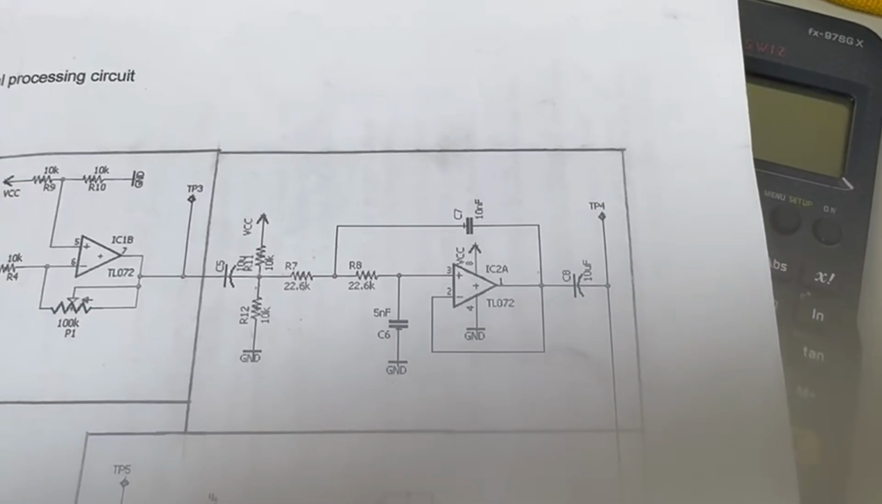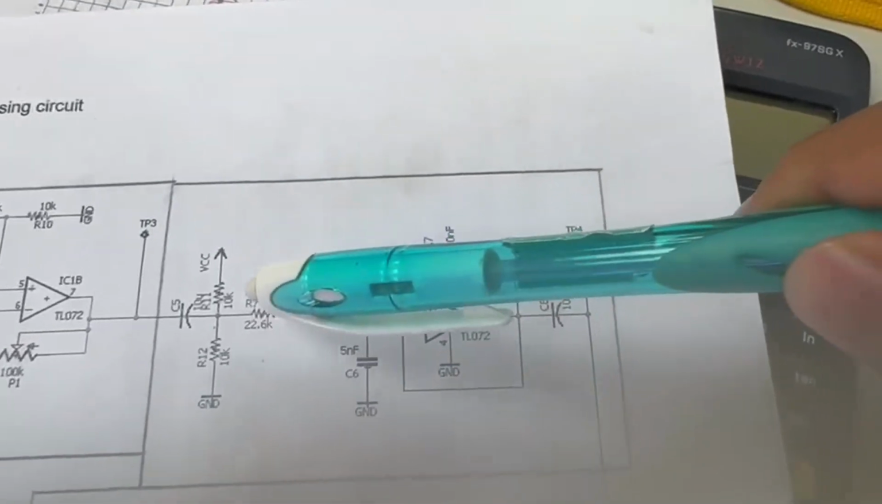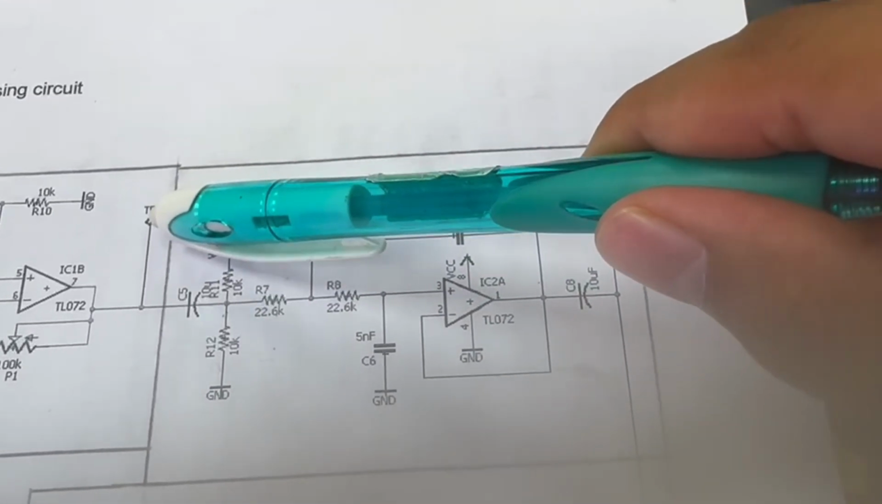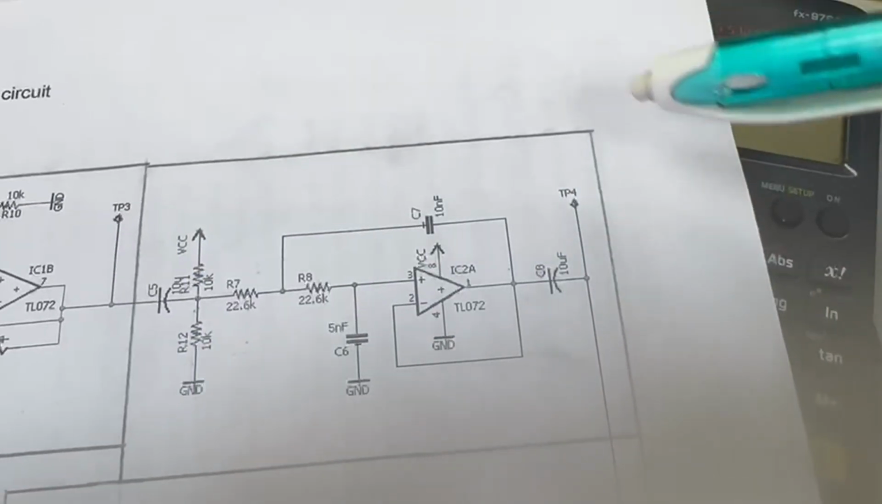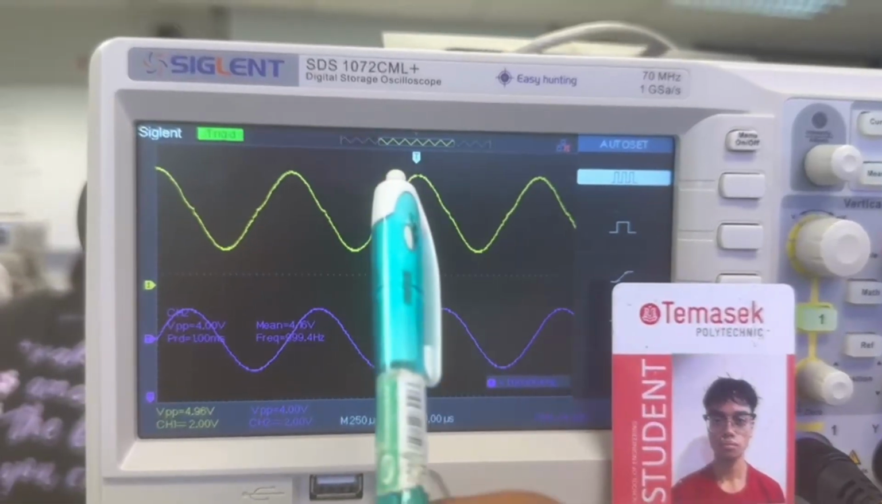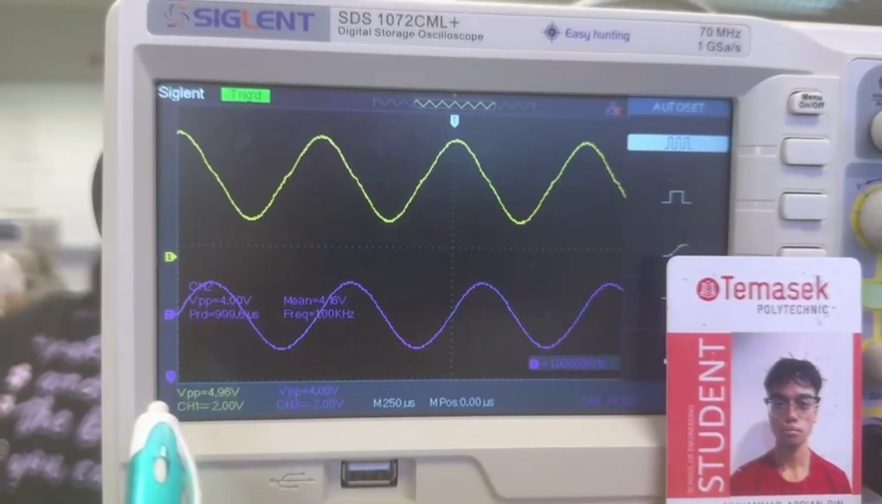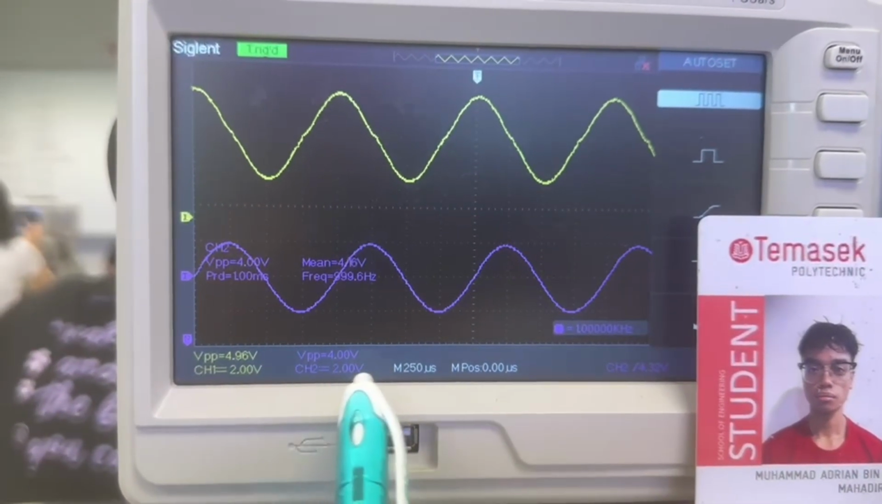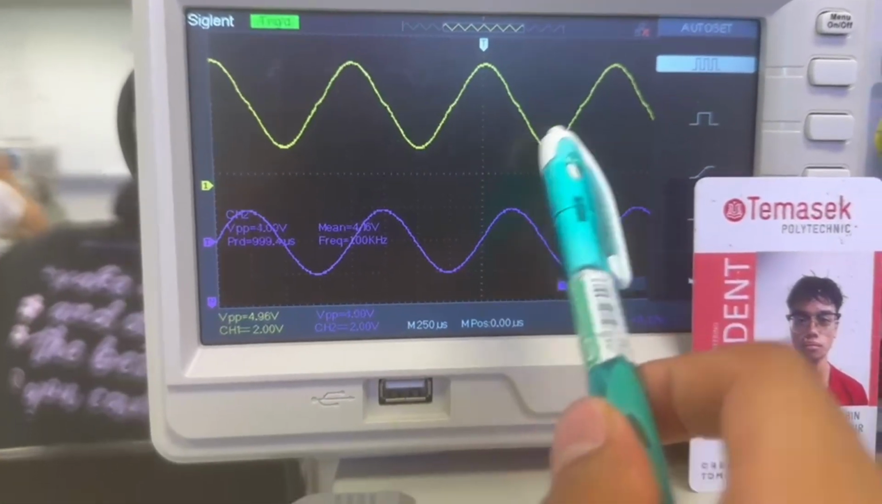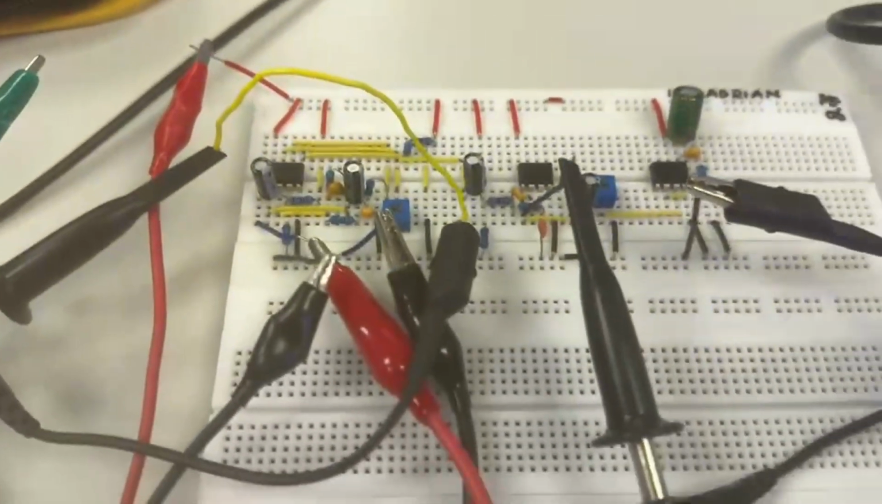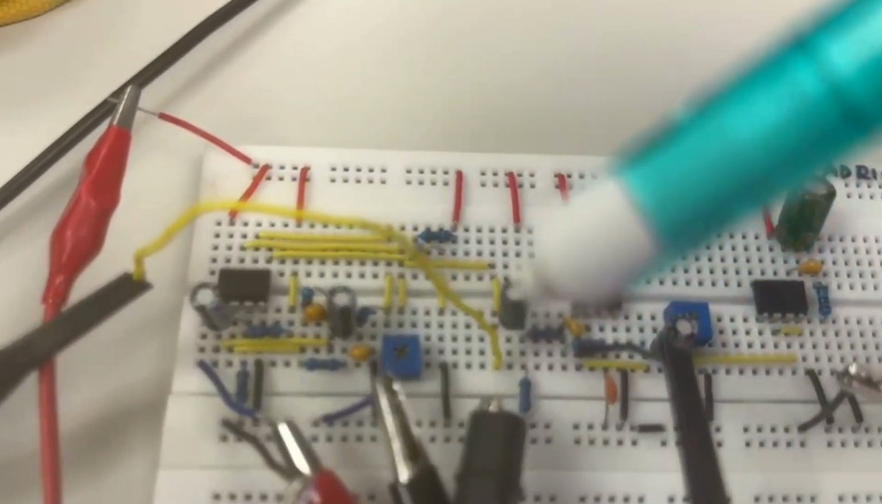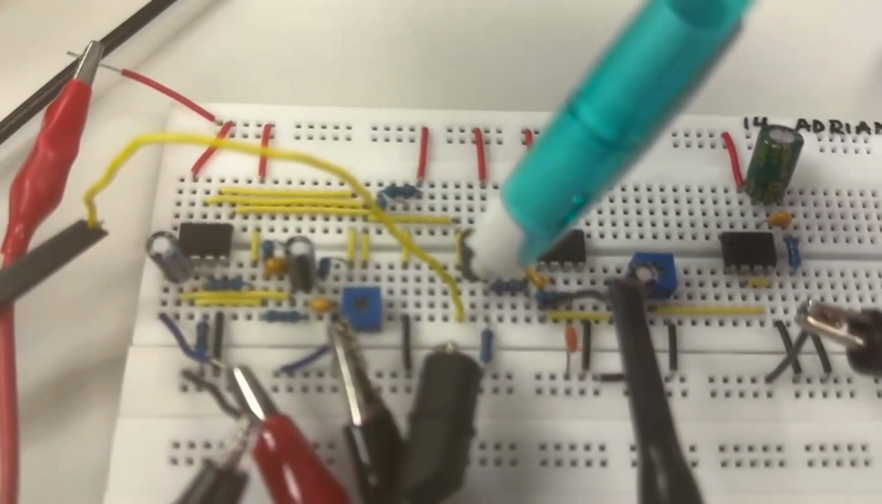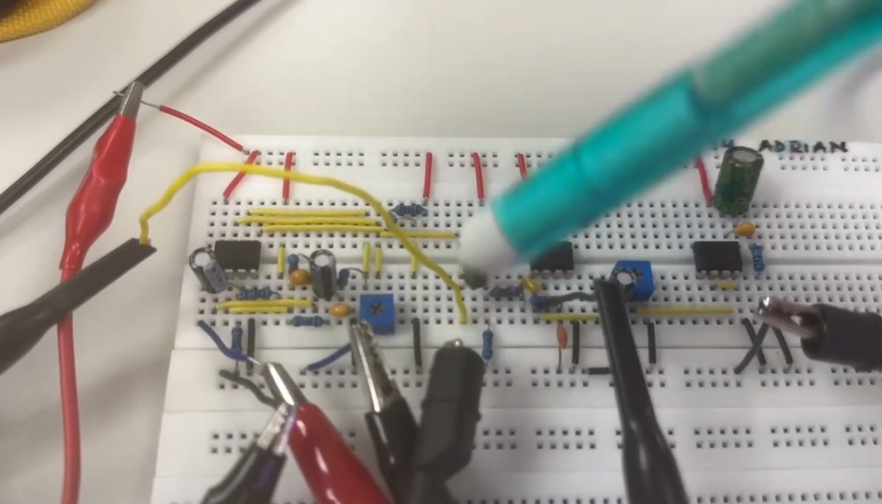Between test points 3 and 4, the signal amplitude decreased from 4.96 volts to 4 volts, while both waveforms remain in phase. This slight attenuation is expected because the input frequency of 1 kHz is close to the filter's cutoff frequency. As a result, some attenuation occurs while the waveform remains clean and undistorted.